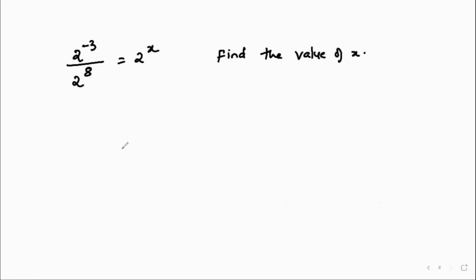They will ask these type of questions. Okay. So first of all, what you know about this one, it is a power m by a power n, right? So write 2 power minus 3 minus 8 is equal to 2 power x. Correct? 2 power minus 11 is equal to 2 power x.